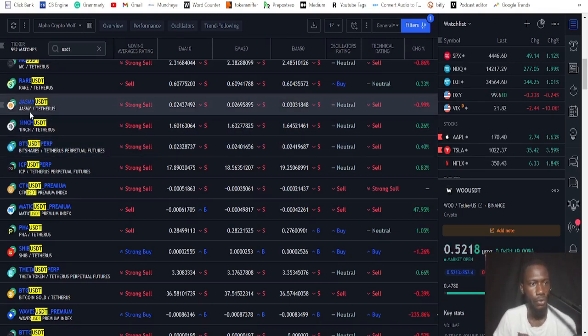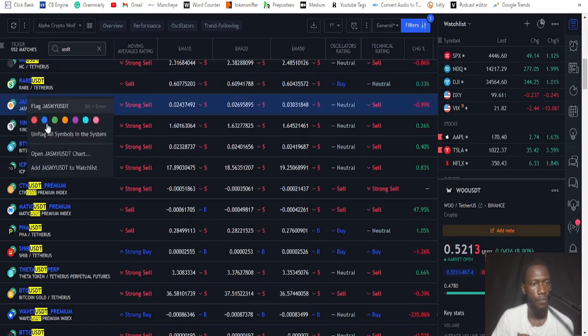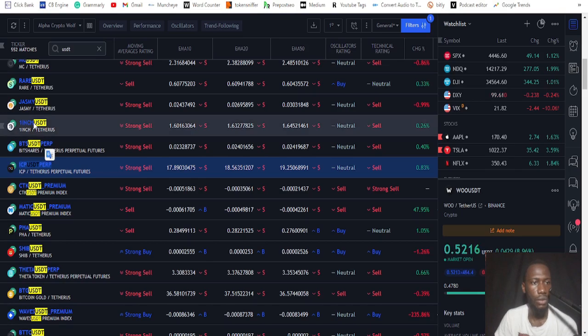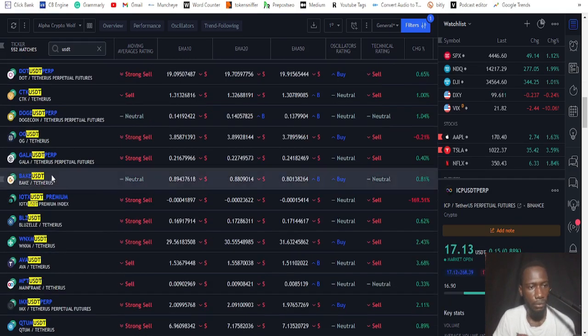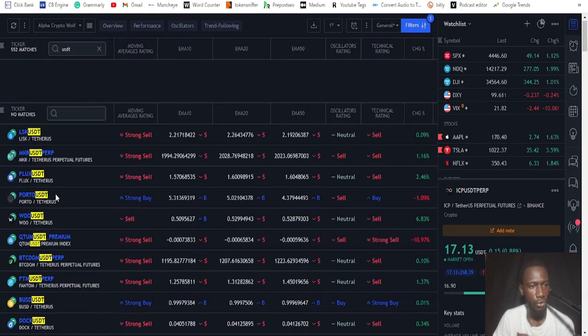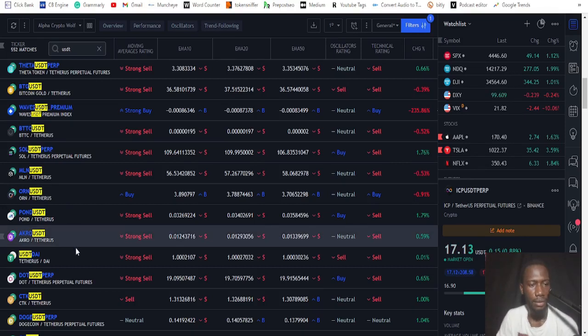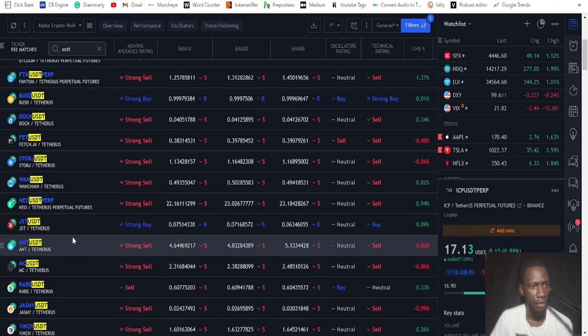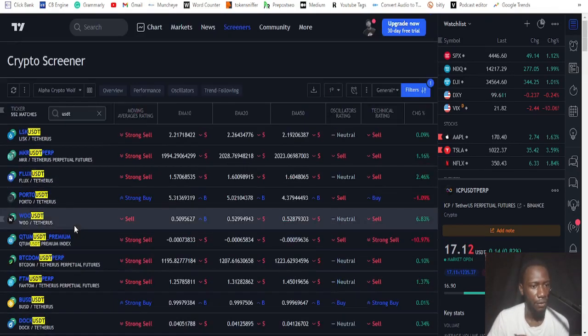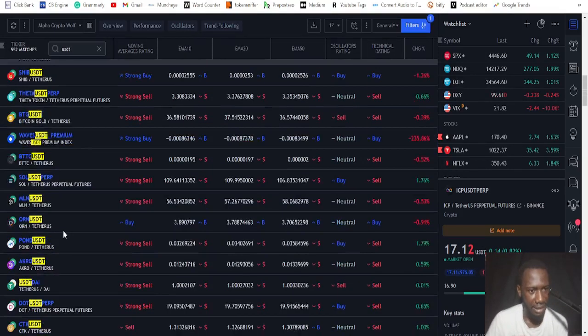Jasmy also showing strong sells and stuff like that. Now all these coins will be looking for longing positions most likely. Which other coin again? Okay, and Storj. I find it more cool to trade with coins that I'm familiar with, the ones I've traded with before in the past. I think I saw Storj.